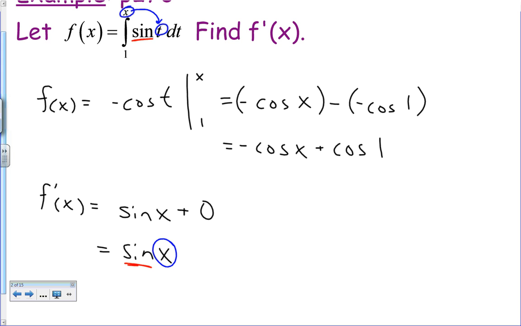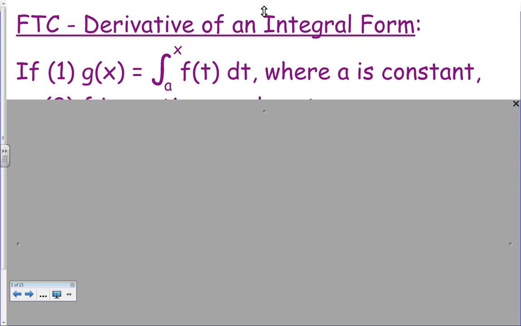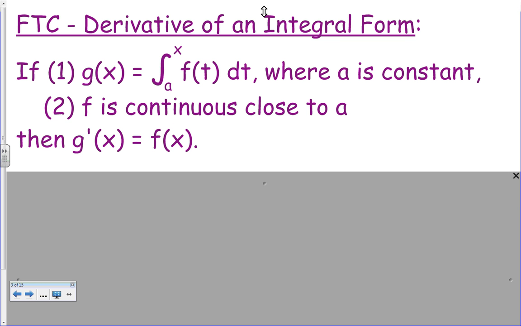So it looks like I could speed up this process a little bit. I don't need to go through the process of first finding the antiderivative so I can then later find the derivative of that. I can speed it up by making a note of this little property here. And that's actually the second form of the fundamental theorem of calculus. So there's two ways we'll write this down. Sometimes this is referred to as the second form of the fundamental theorem of calculus. Our book refers to it as the derivative of an integral form. I might refer to both of those as we go through this chapter, but they mean the same thing.